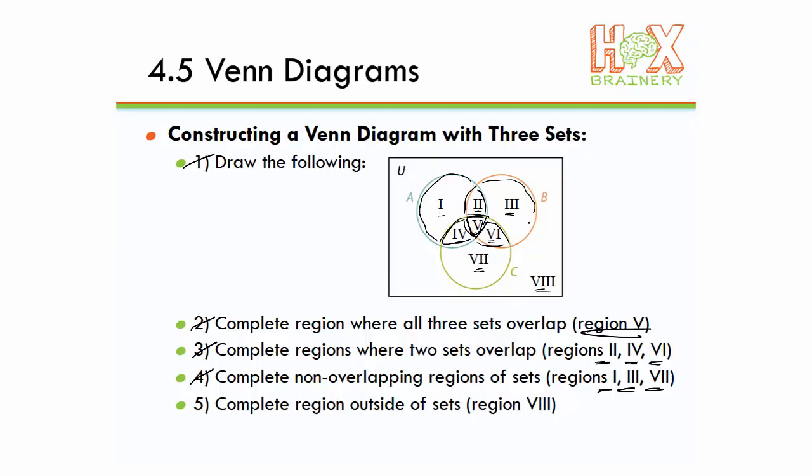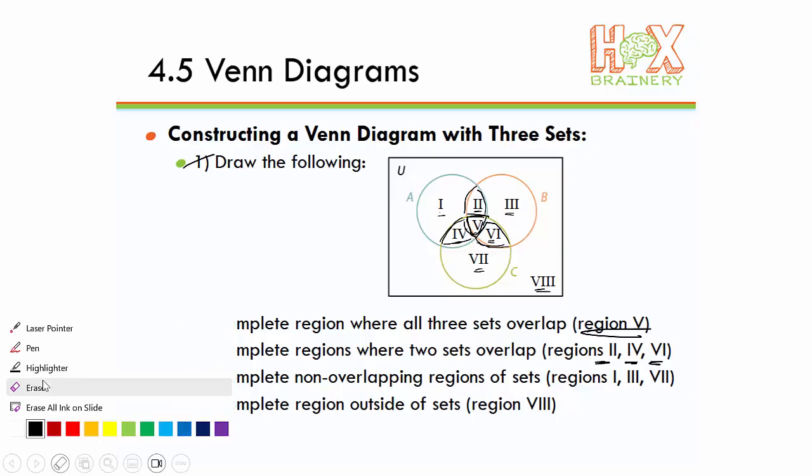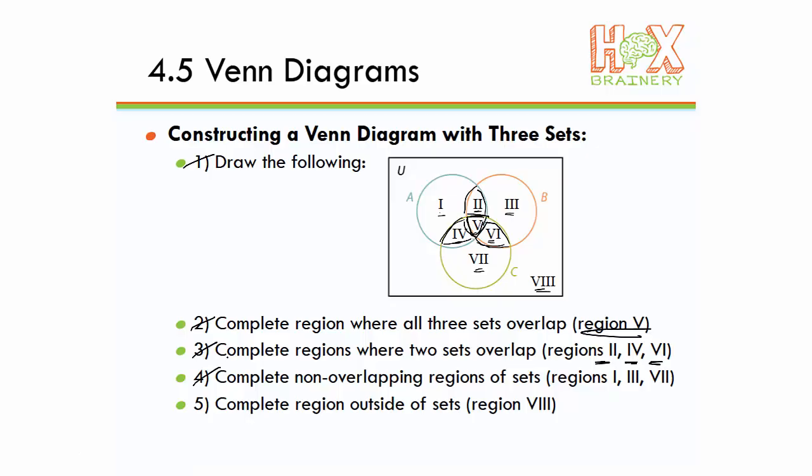So regions 1, 3, and 5. Region 1, region 3. Did I say 5? That should be 7. Region 7. And then you're going to complete the non-overlapping regions of sets. So that's going to be regions 1, 3, and 7. And then complete the region that's outside all of the sets, which is your region 8.